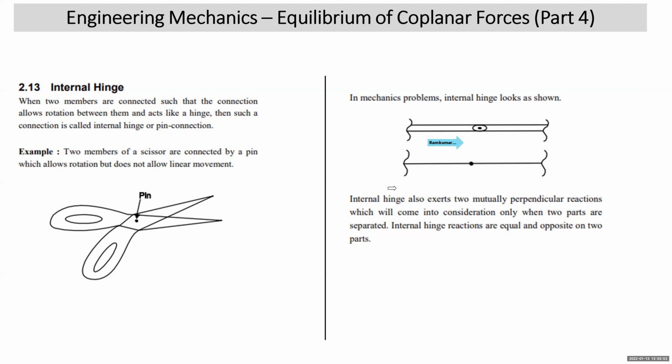Now, an internal hinge also exerts two mutually perpendicular reactions, which will come into consideration only when the two parts are separated. Internal hinge reactions are equal and opposite on the two parts. The most important thing to understand is that internal hinge reactions come into consideration only when the parts are separated, and they will be equal and opposite on the two parts.